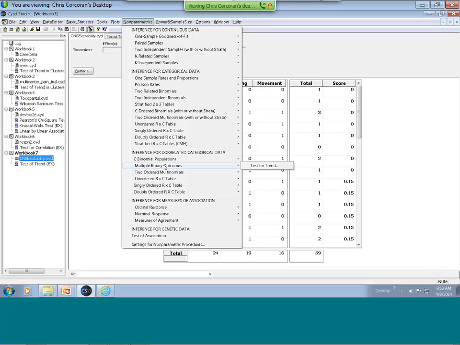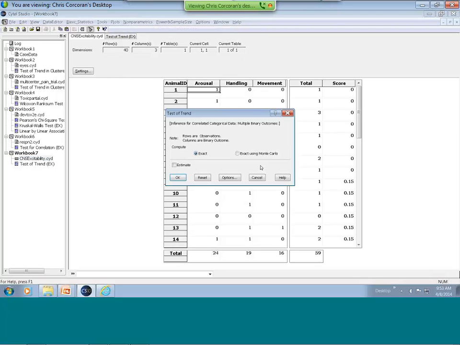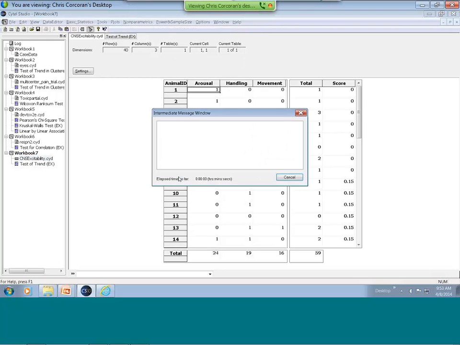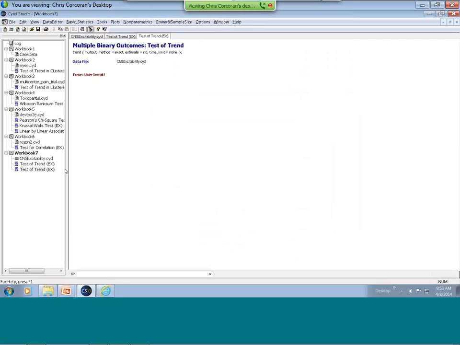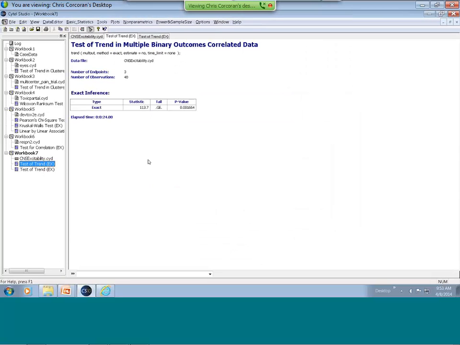Of course, we go under multiple binary outcomes, test for trend. We choose the exact test. And I'm going to cancel that because, again, I've already computed this. But the result is a p-value of about 0.002. So in other words, there is evidence of a trend across these 3 symptoms simultaneously.